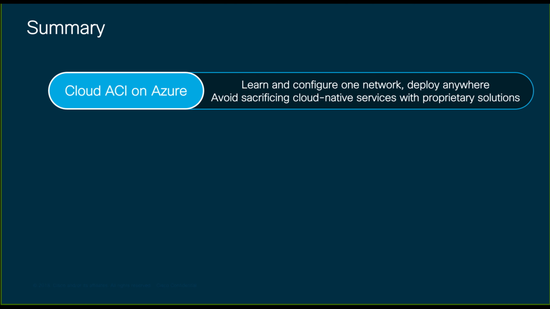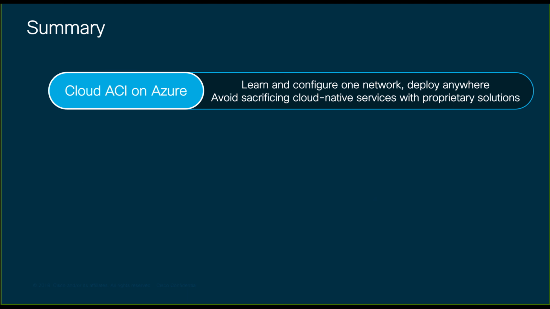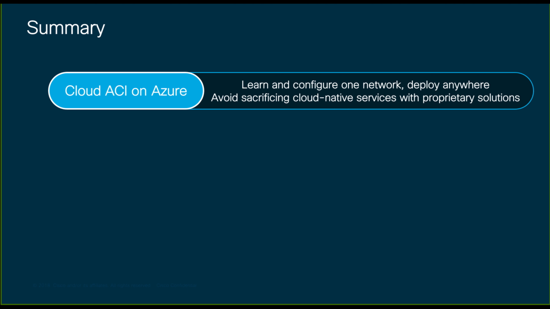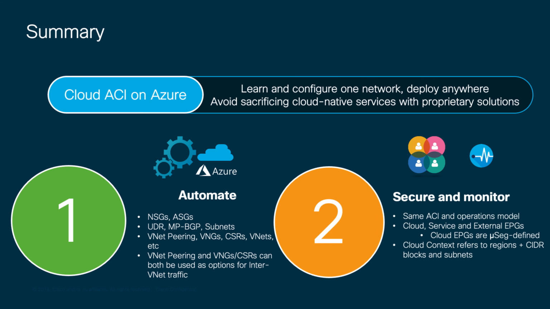As a summary, we just learned how to deploy Cloud APIC and provide connectivity to VMs running on Azure in one VNet and region or multiple, defining our configuration once and enforcing it anywhere. Everything ACI automates is visible on the Azure portal as well. This can help you reduce the learning curve and accelerate your cloud migration or integration through ACI's automation capability, normalizing security and visibility across regions and clouds.